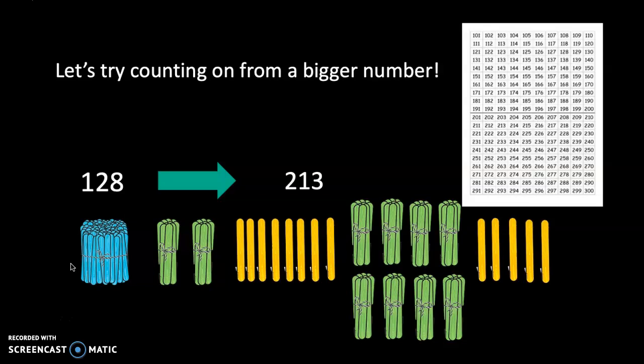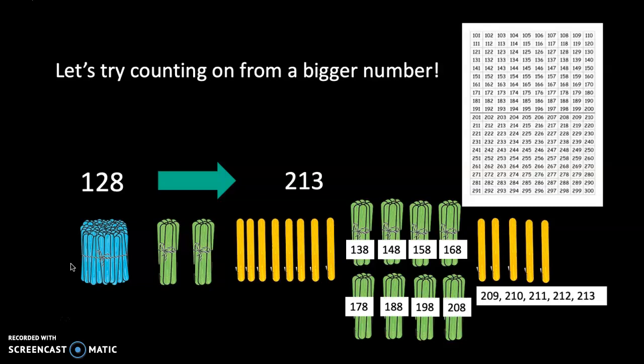I counted on, starting with tens, and then I had to count some ones. So I had 128, added a 10 to 138, 148, 158, 168, 178, 188, 198, 208, 209, 210, 211, 212, and then 213. So if you look on the hundreds chart up top, I started at 128, and then I skip counted, just like we did in the first one.